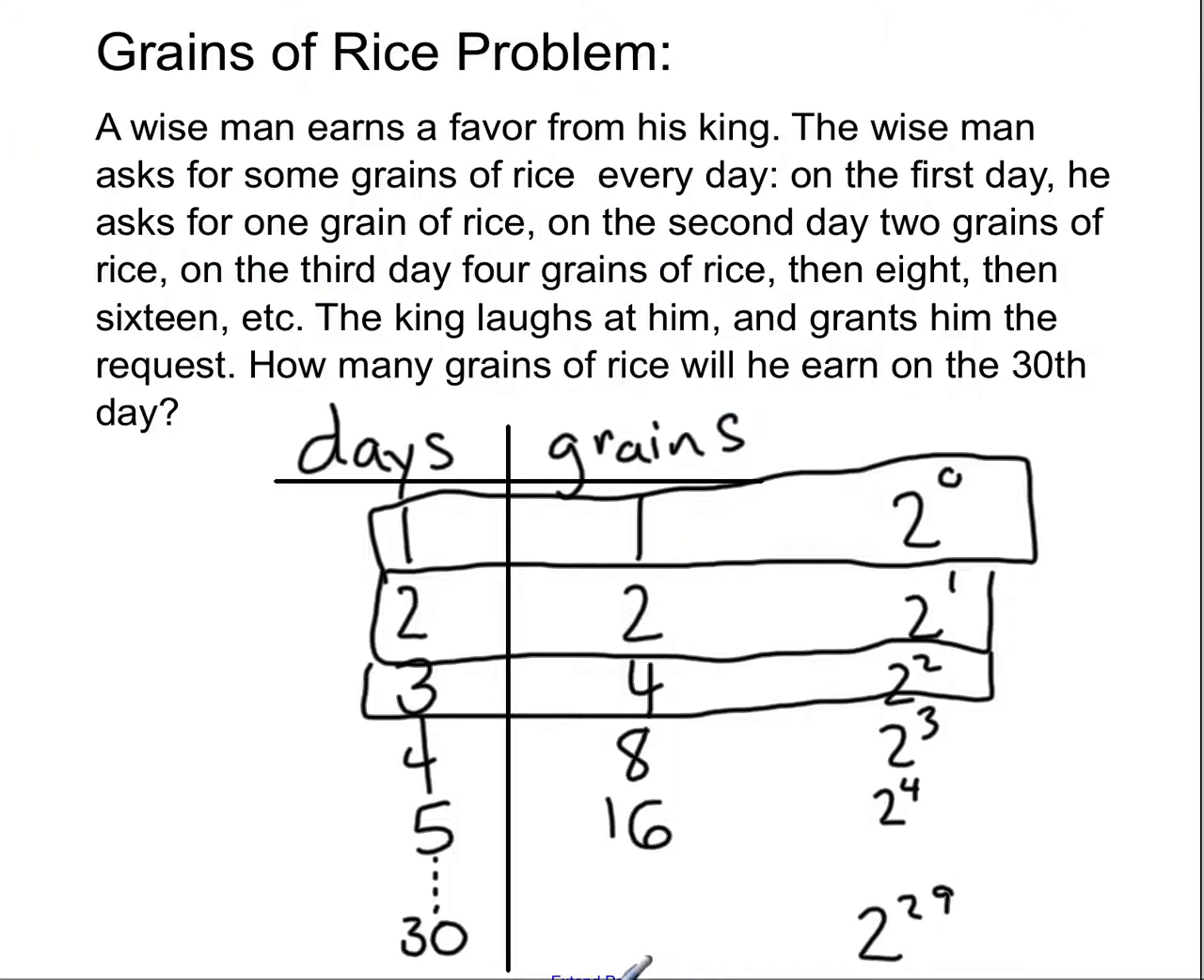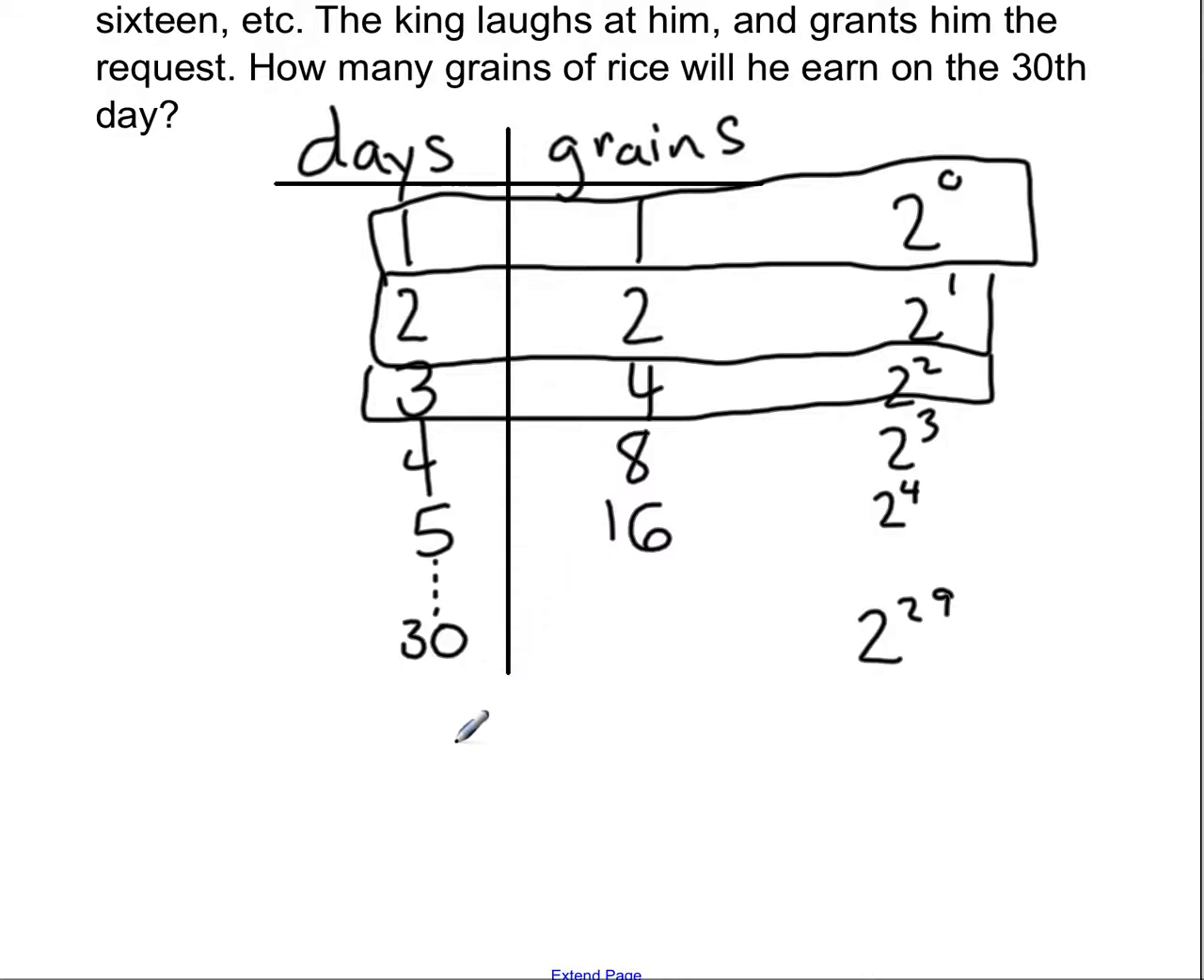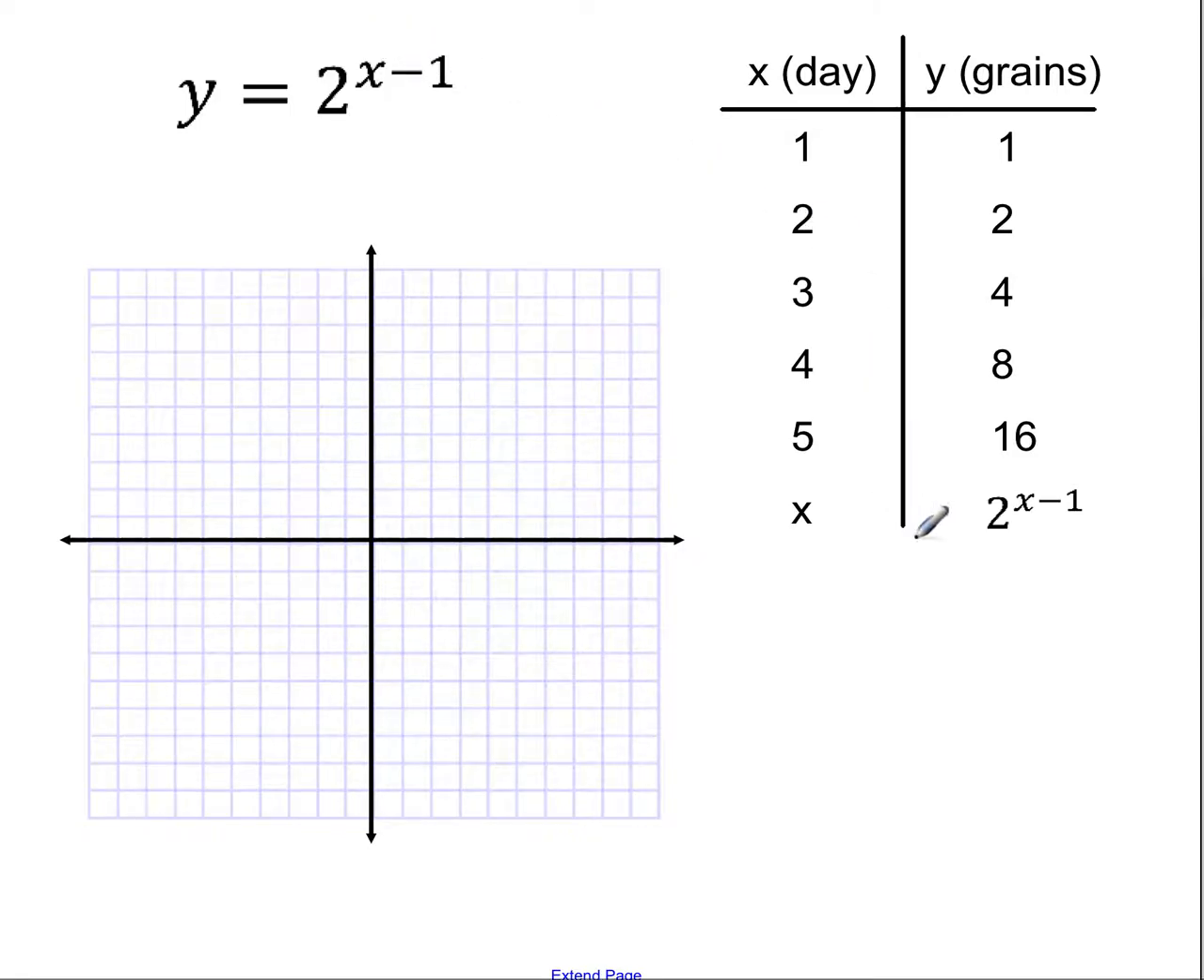So if I were to put this into terms of x, on the xth day, how many grains of rice? Well, I went from 30 to 29, so I know my base is 2, and I'm going to take whatever day it is and subtract 1. So that would be the generic rule for this grains of rice problem. This is exactly what I just had, right? 2 to the x minus 1, and I wanted to put that in graph form. Well, let's see what this looks like.